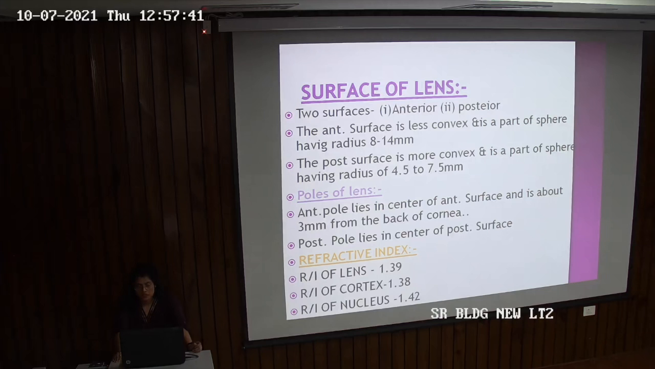So the refractive index of the lens is 1.39. In some textbooks it is dealt with as central refraction being more and peripheral refraction being less, about 1.04 and 1.36 at the periphery. So the central-most is the highest one. The refractive index of the cortex, meaning peripherally, is 1.38, and the refractive index of the nucleus is 1.42.